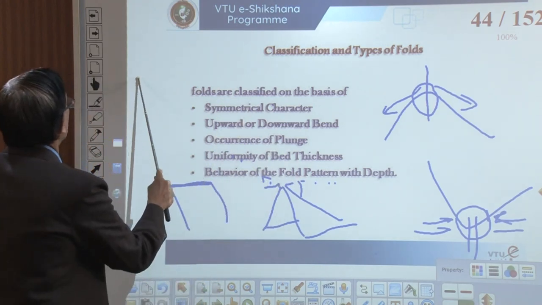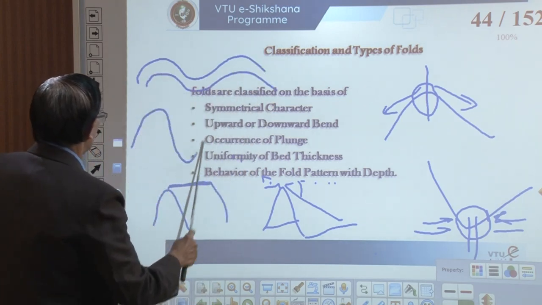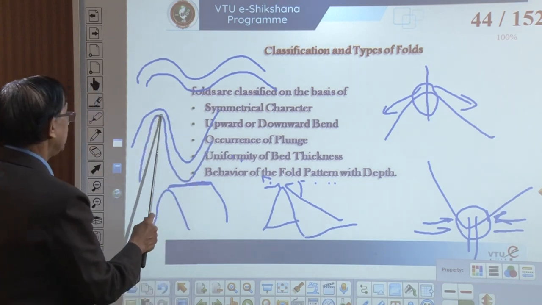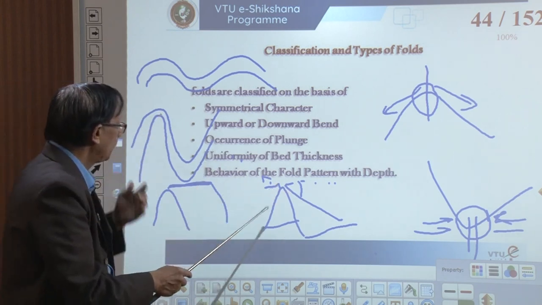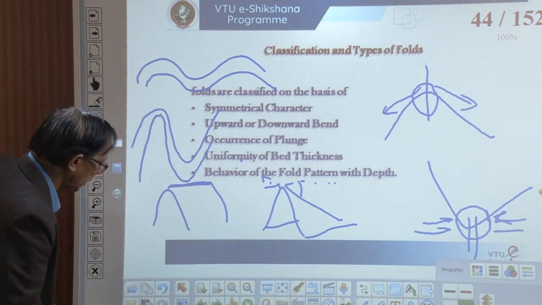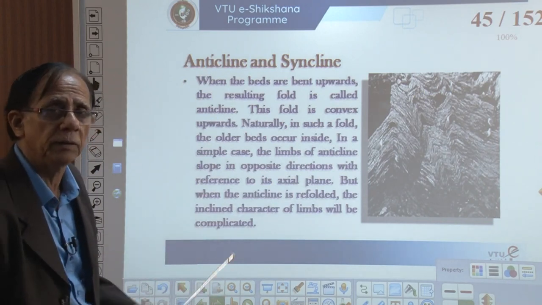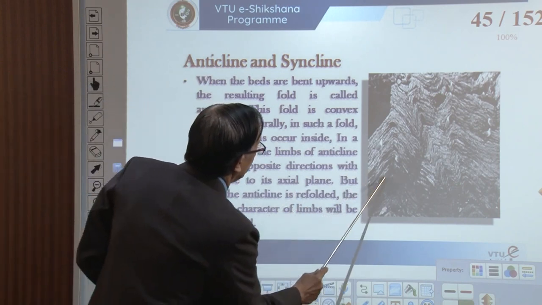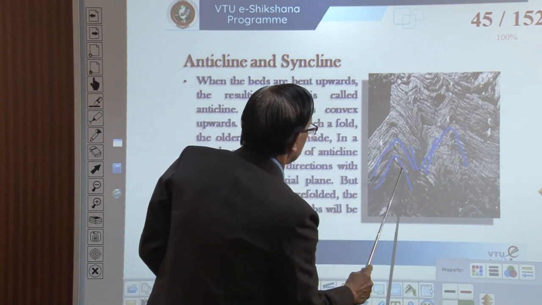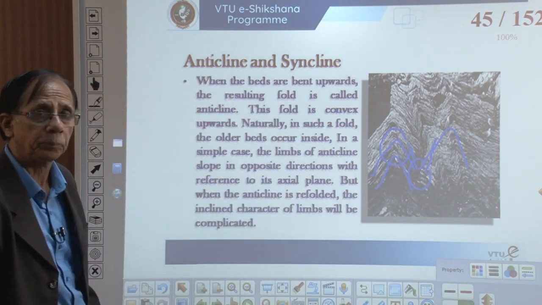Uniformity of bed thickness: where the beds are like this, the thickness here, here, here is even, or the beds are very thick here and very thin there, very thick here, like this. People do refer to the thickness of the beds. Behavior of the fold pattern with depth, whether they change with depth. Different people have different methods of classification. Now, we start with anticline and syncline. What is an anticline? Beds are arched up, here they are arched down, again arched up. So, this part is called anticline, this part is called syncline.